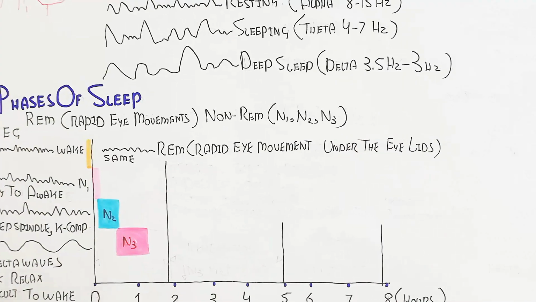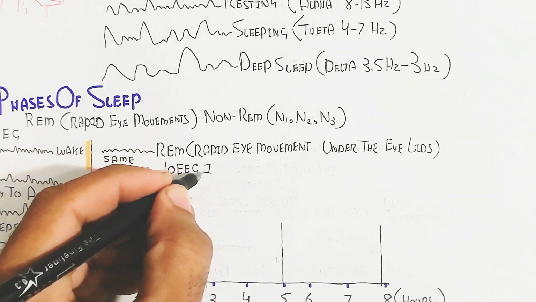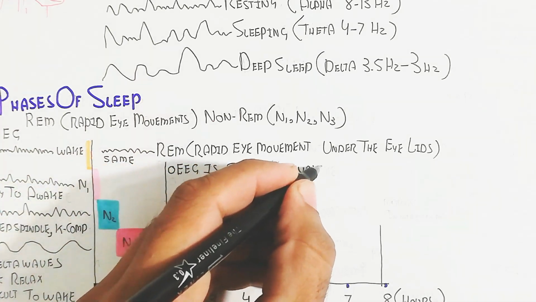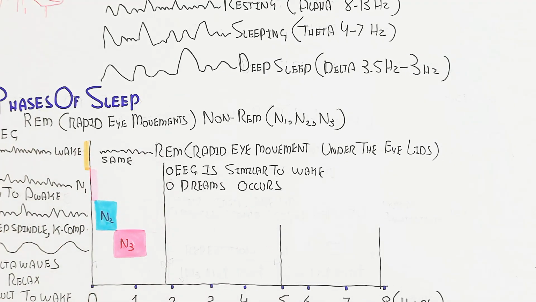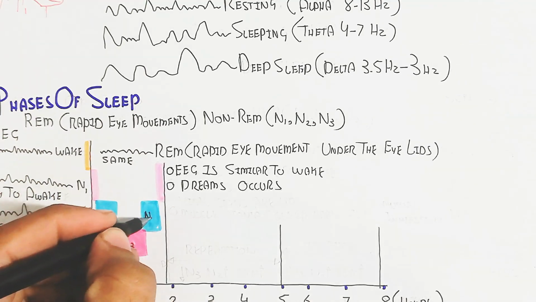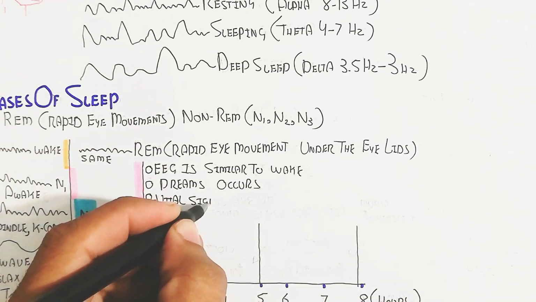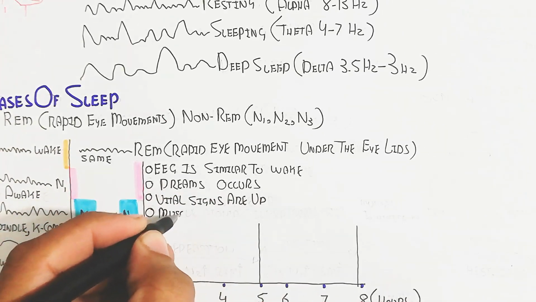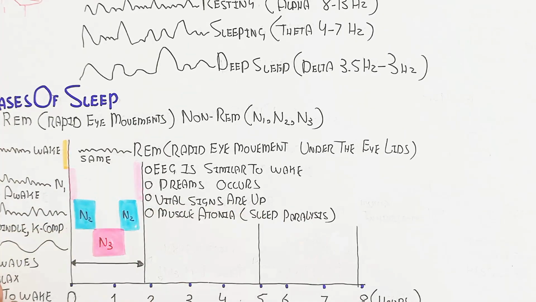REM is rapid eye movement under the eyelids. So remember, it can shift again and again from non-REM to REM. That is very important for the maintenance of the body. The EEG is similar to wakefulness. Remember that dreams occur here in REM, and the vital signs are up, with muscle atonia, and sleep paralysis occurs in this way.